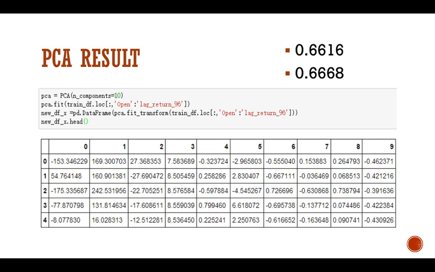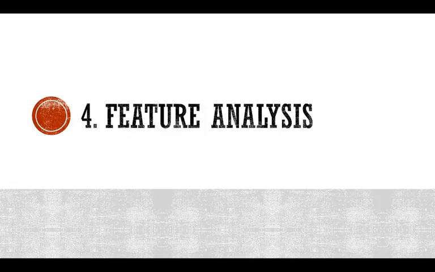After that, we calculated the score of both train sets and the test sets, which is 0.6616 and 0.6668 respectively. We were not satisfied with the accuracy, so we plan to find the meaningful features by ourselves. Let's move to the feature analysis part.